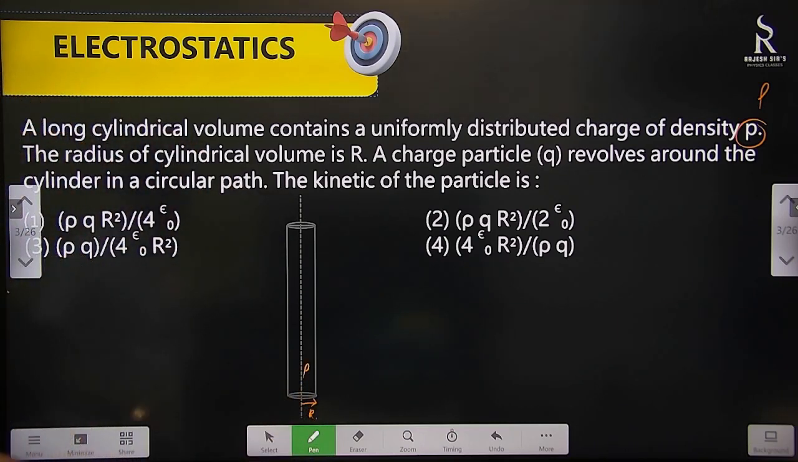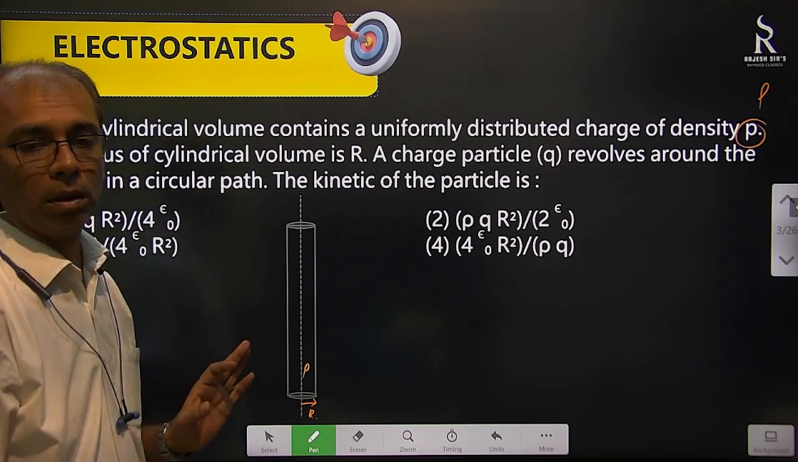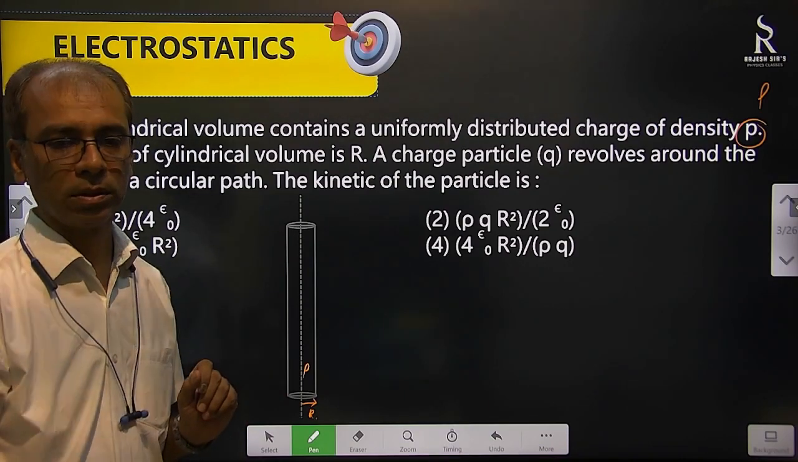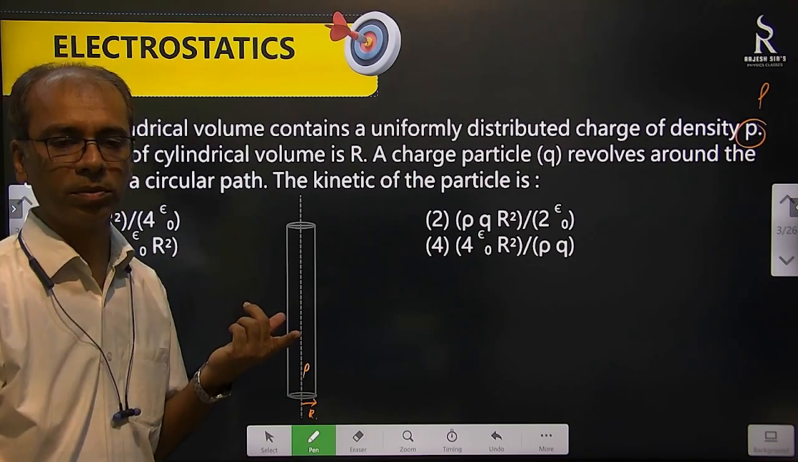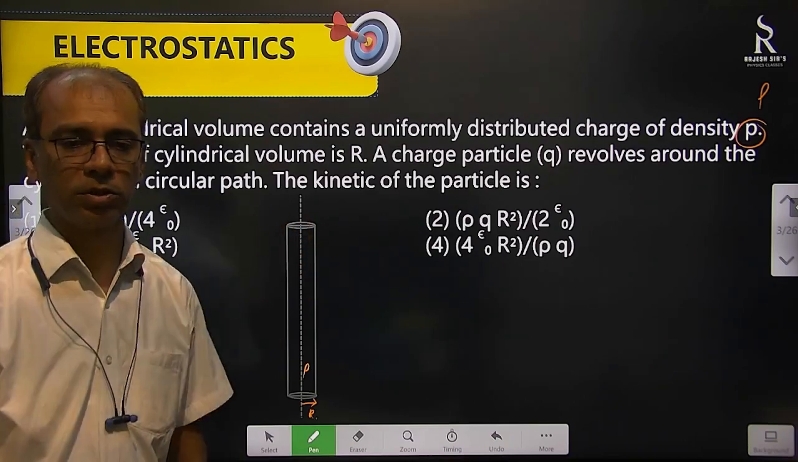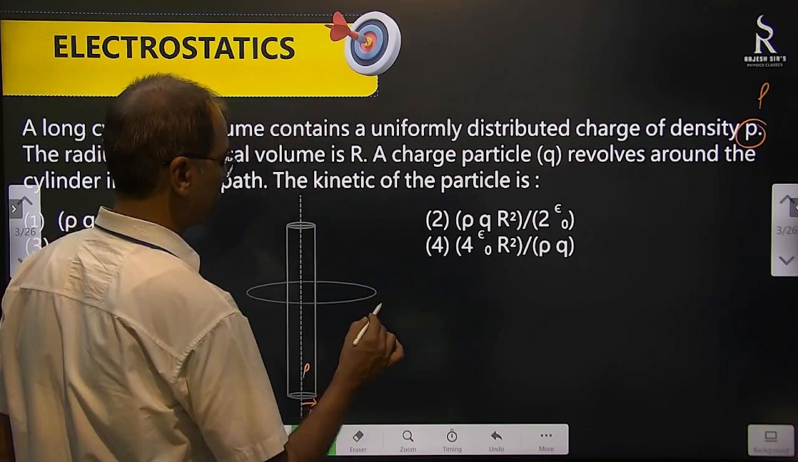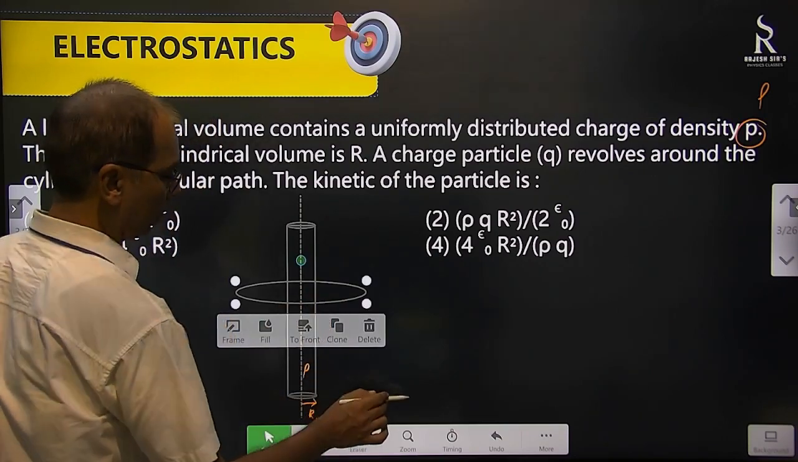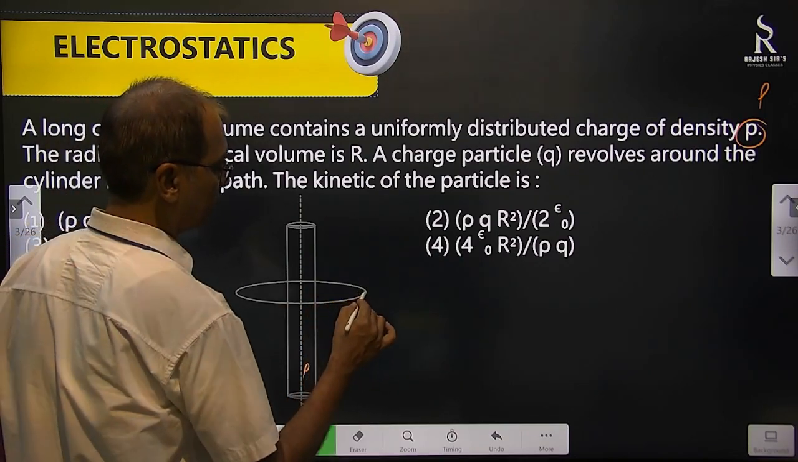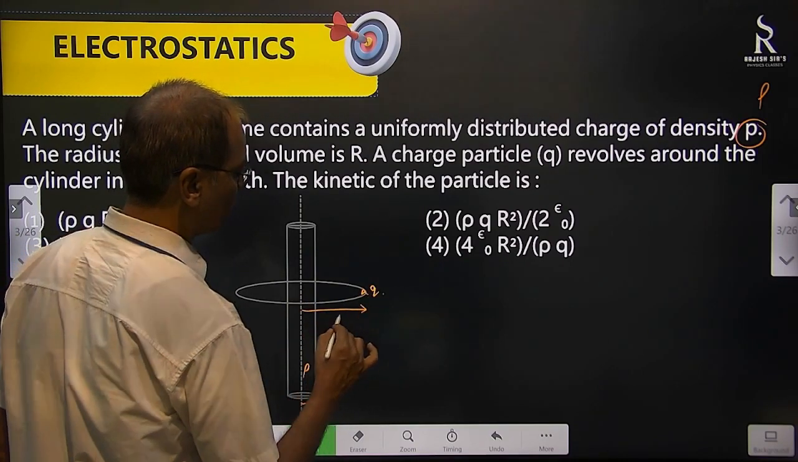Then a charged particle q revolves around the cylinder in a circular path. Circular path is okay, but what about its radius? Radius is not given to us. So what shall I take for the radius? Let's see. First we will take some radius, small r or something. Then we will try to figure out which answer is possible. So let's assume that this is the circle in which that particle, whose charge is q, is rotating. And this we are assuming for the moment is r.